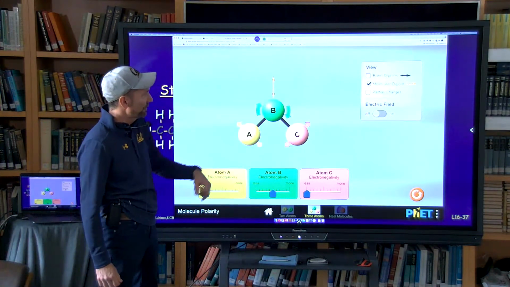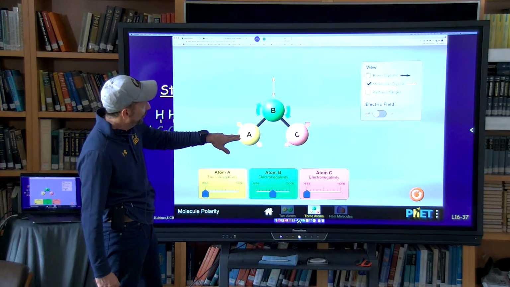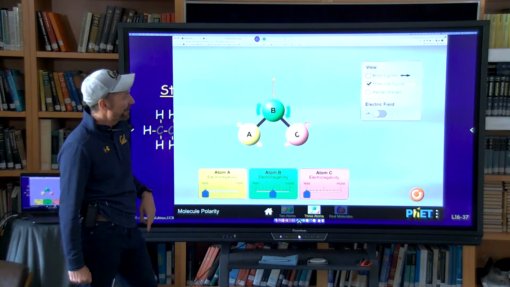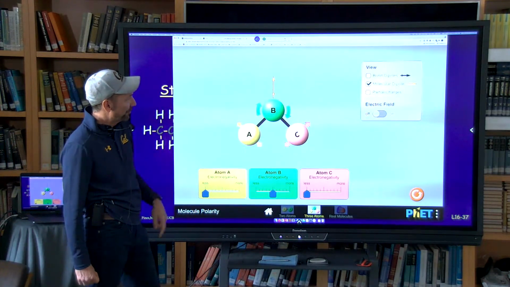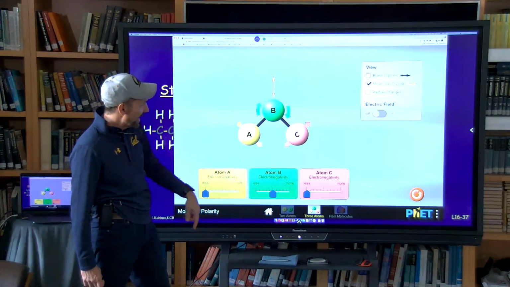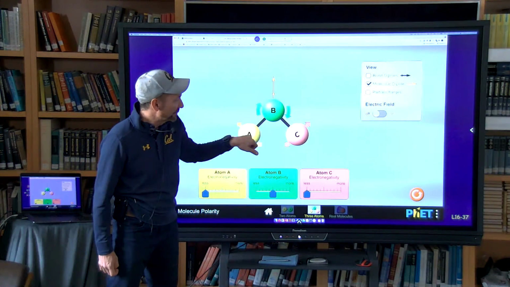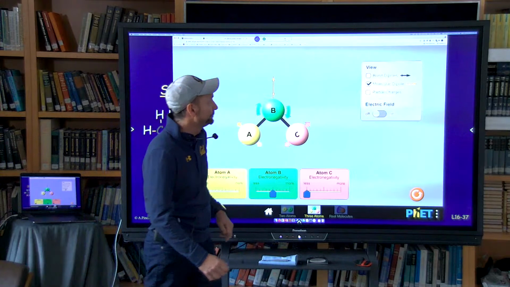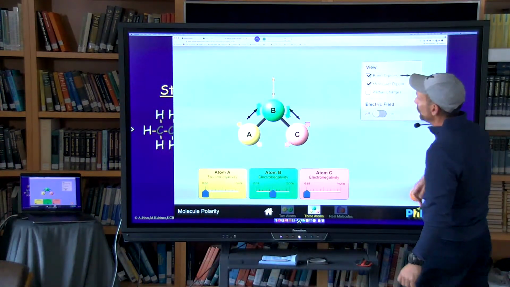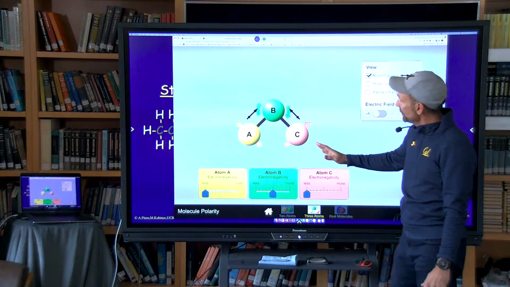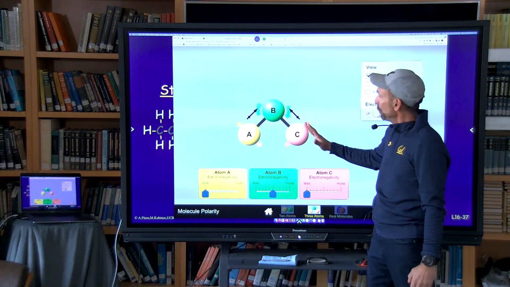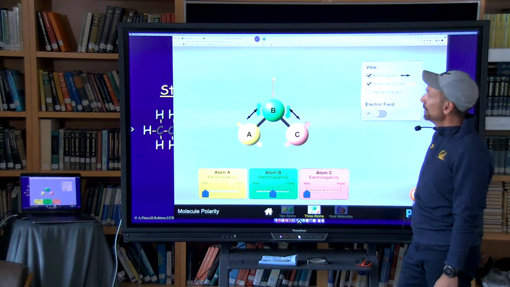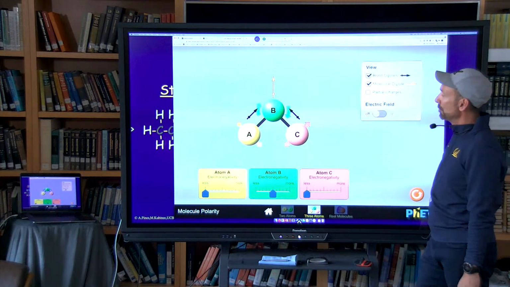So here's a little toy where you can change the electronegativity of the various atoms and see what happens to the dipole moment. So here I have atom A and atom C are not very electronegative. Atom B is, so the electron density is up here. So I can put the bond dipoles. So here are the two bond dipole moments pointing towards the more electronegative element. And those add to give you a molecular dipole.